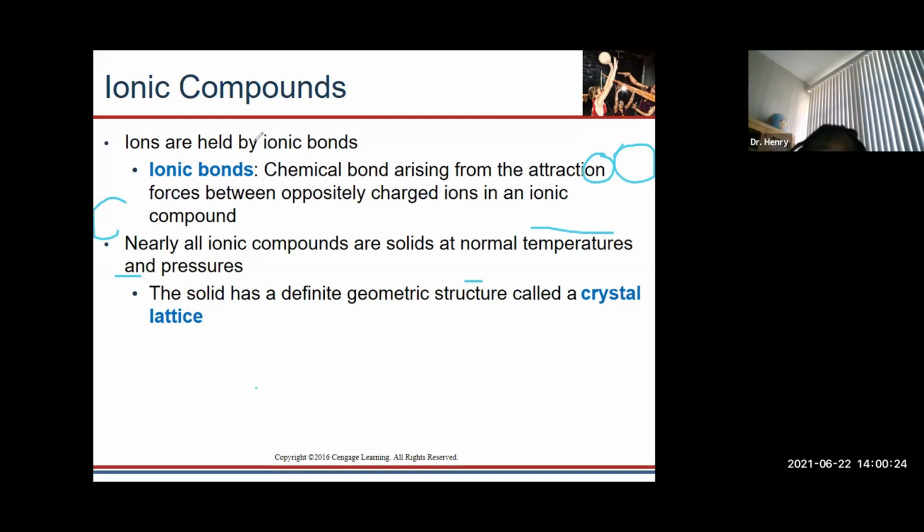Nearly all ionic compounds are solid at room temperature and pressure. Now, if we put a lot of pressure on them, we could change that. If we put a lot of temperature on it, we could change that. In most cases they form what we call a crystalline lattice. A crystalline lattice is basically organized, and I'll show you what that looks like in a second.